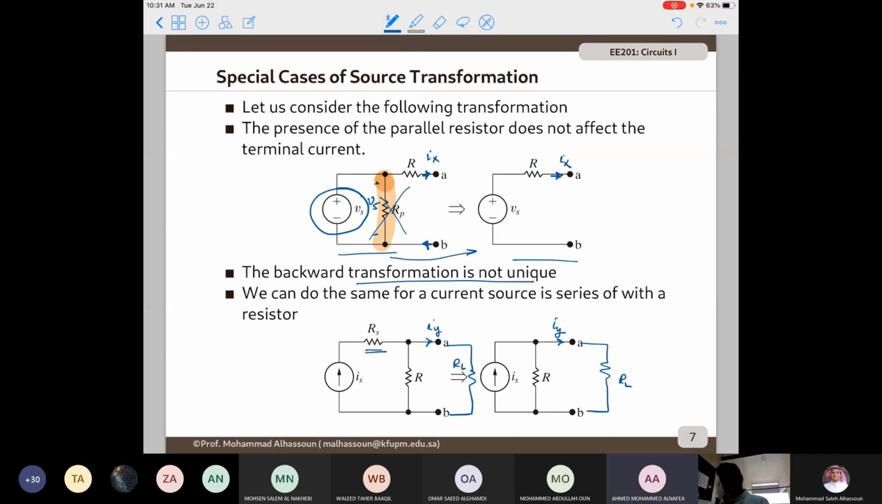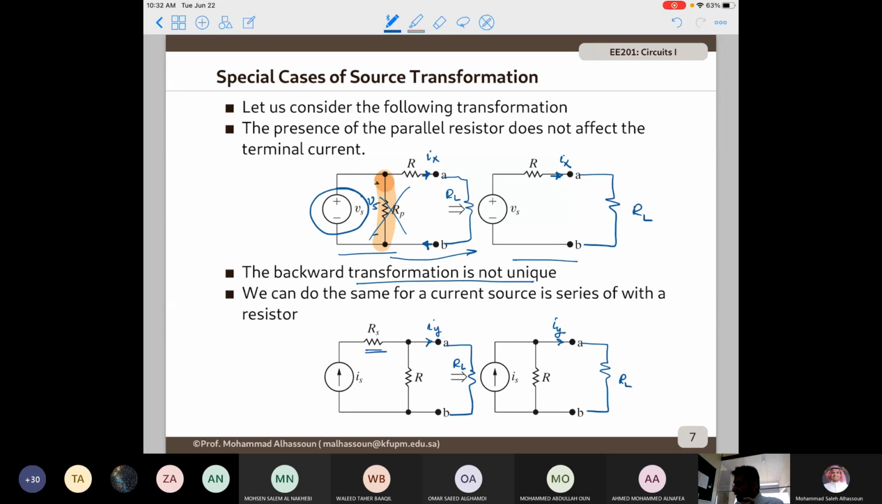So what happens here, if you have a voltage source in parallel with a resistor, and say you want to connect a load here. Let me call this one RL. And you want to connect the same load here. It's exactly the same value. Okay, you're following? Yes, I am. Okay.